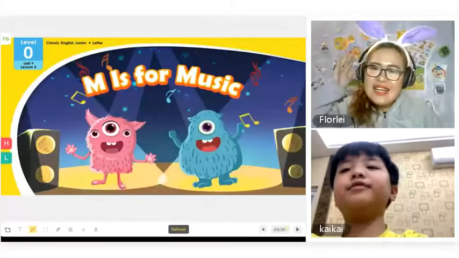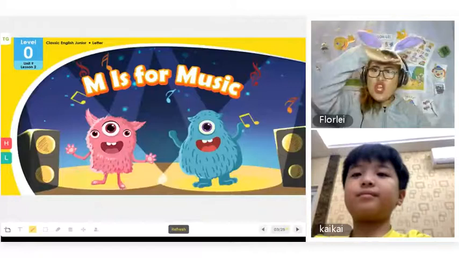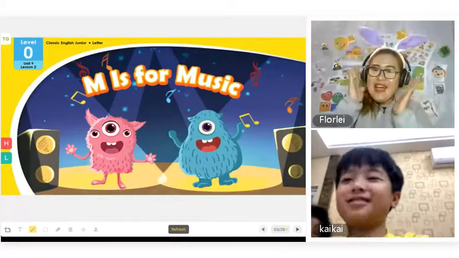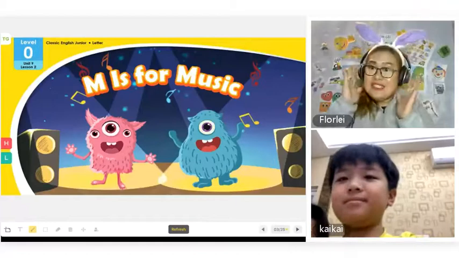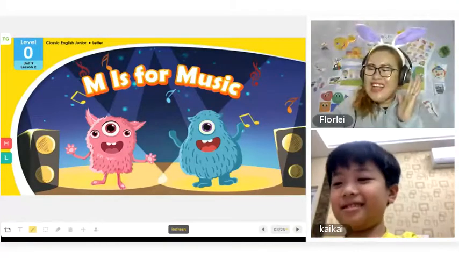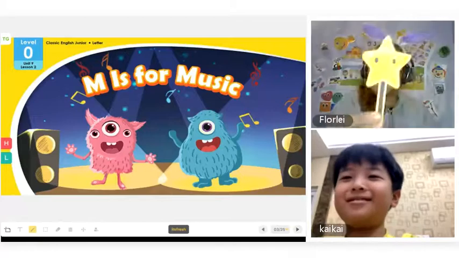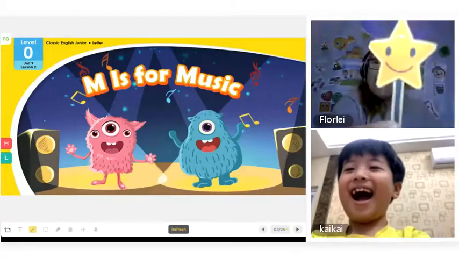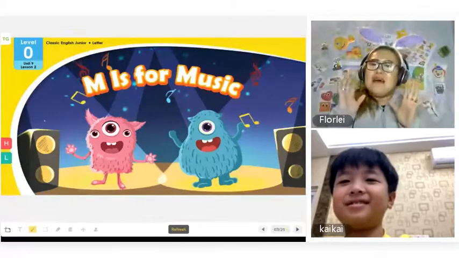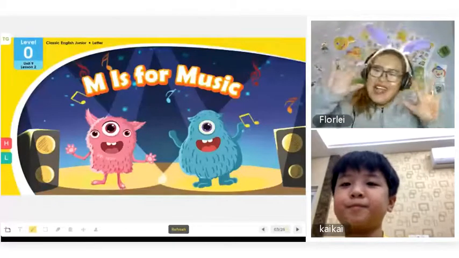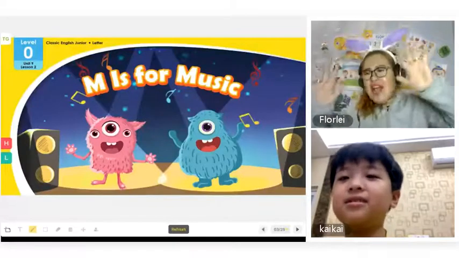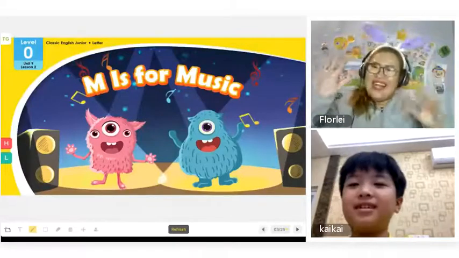Music. What can you see in the picture? Can you see a picture? Dog. Is that a dog? I don't think that's a dog. You should try again. A monster. Monster. Great job. Wow. Here is a star smiling on you. Okay. The monsters are dancing. Can you see them dancing? They are dancing because there is music.